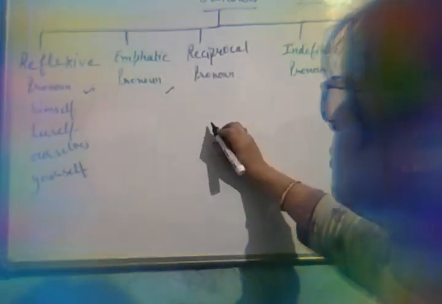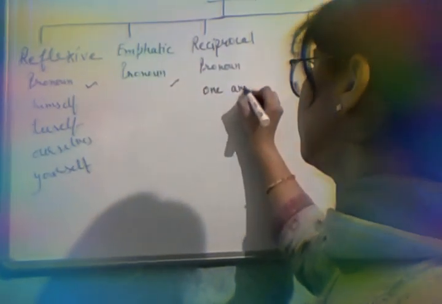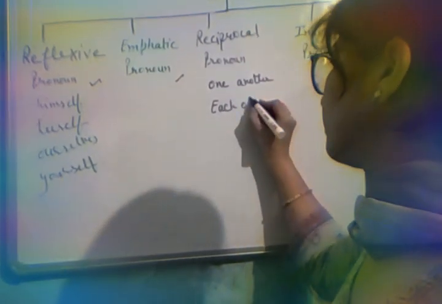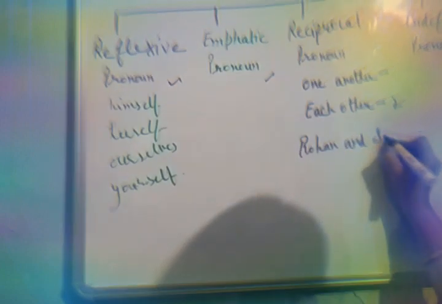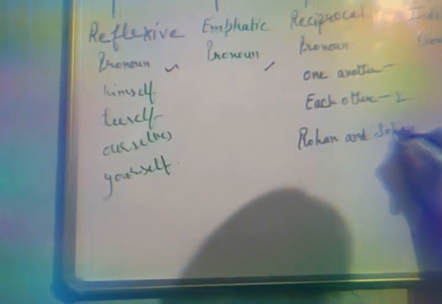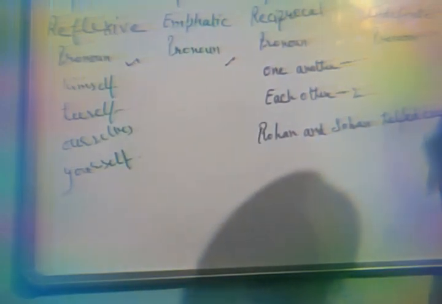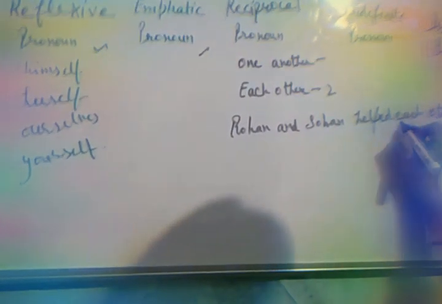Let us discuss reciprocal pronoun. Reciprocal pronouns are one another or each other. Each other is used for two and one another for more than two. We make use of: Rohan and Sohan helped each other. Here we are talking about two, so we make use of each other.